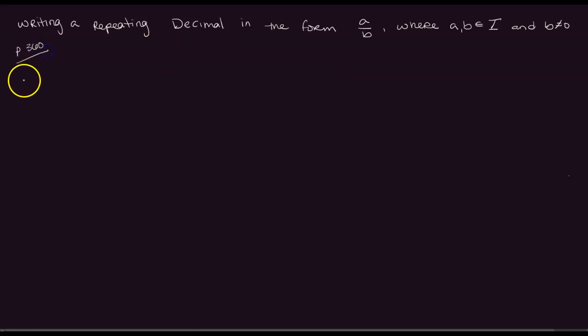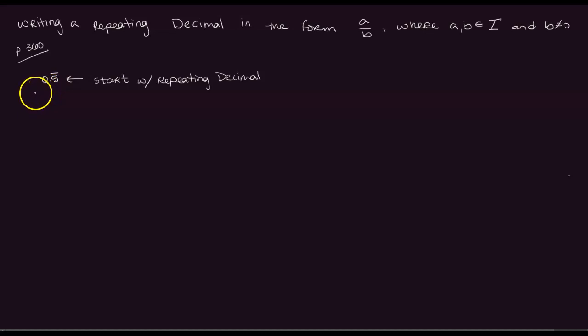We're going to start off with the exact example that the book gives us. So 0.5 repeating. This is the decimal that we're starting with. So start with a repeating decimal, and then we're going to transform it into a fraction.